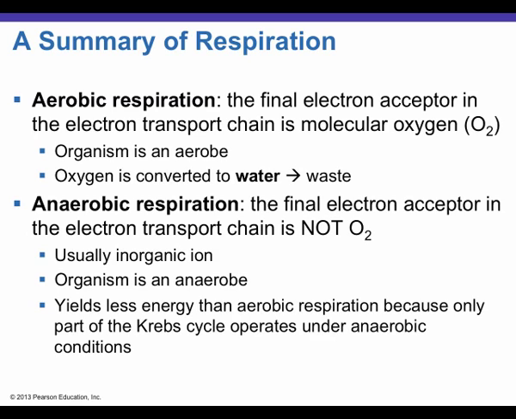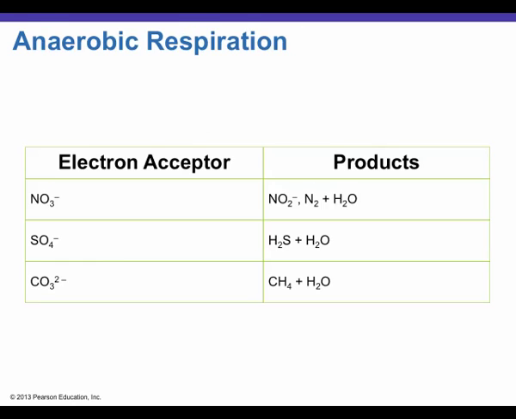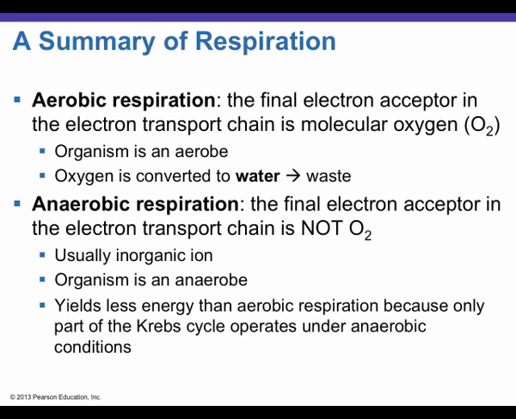Two types of respiration. Aerobic respiration is all about using molecular oxygen as our final electron acceptor, and we call our organism an aerobe. Anaerobic respiration is done by anaerobes, and it's using a final electron acceptor that is not oxygen. It's some sort of inorganic ion, and it can involve things like nitrate ion, sulfate ion, carbonate ion, right? So various inorganic ions. And overall, it yields a little bit less energy than aerobic respiration because some of the Krebs cycle doesn't work quite as well under anaerobic conditions, right? So it yields a little bit less energy, not a huge amount.